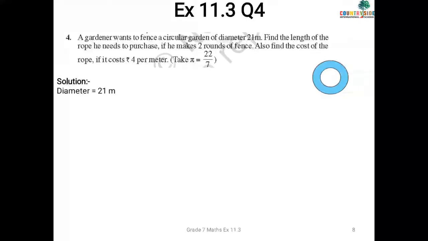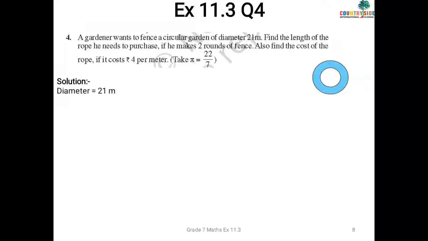Question number 4 is: a gardener wants to fence a circular region of diameter 21 meter. Find the length of a rope he needs to purchase if he makes 2 rounds of fence. Here, underline this word fence. Fence means boundary, and in the circle boundary is the circumference. So we have to apply the formula of the circumference.